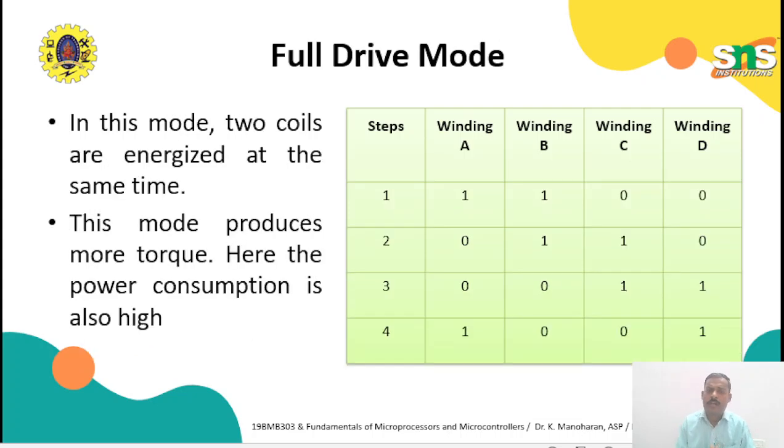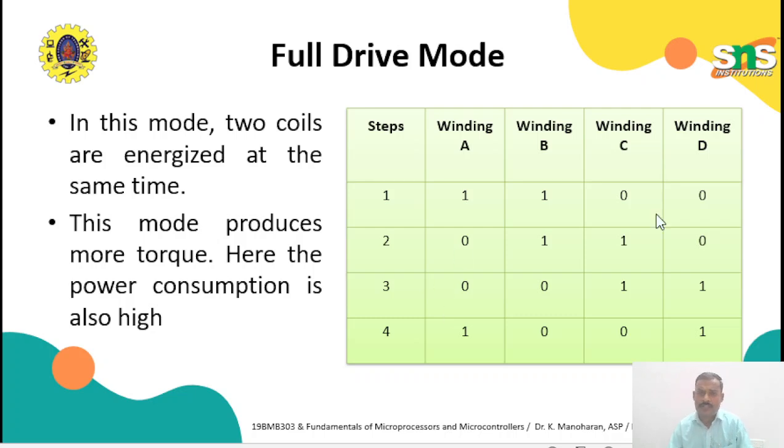This is the full drive mode. Here 2 coils will be energized at a time. Look at this first step, windings A and B are energized. Next step, windings B and C are energized. Third step, windings C and D will be energized. Fourth step, windings A and D will be energized. So at a time 2 coils will be energized. What happens? It has higher torque, and it should have a proper procedure to energize it.